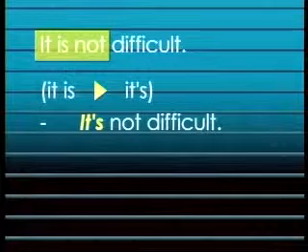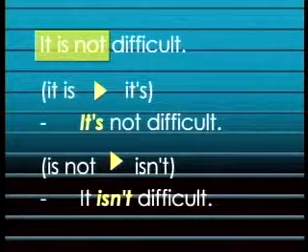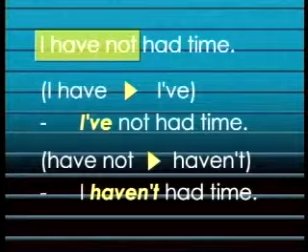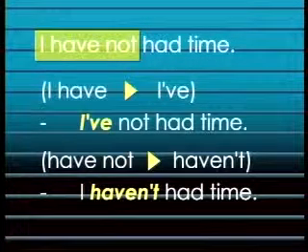Sometimes there can be 2 ways to contract, as in the following 2 examples. "It is not difficult" can be contracted to "it's not difficult," or "it isn't difficult." We can replace "I have not had time" with either "I've not had time" or "I haven't had time." But we can't do both contractions at the same time. We must choose one or the other.